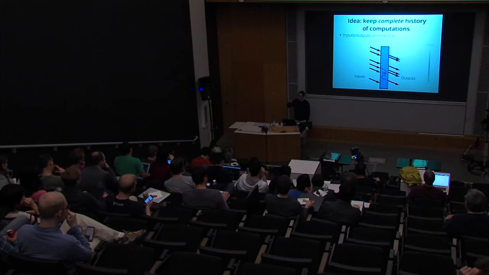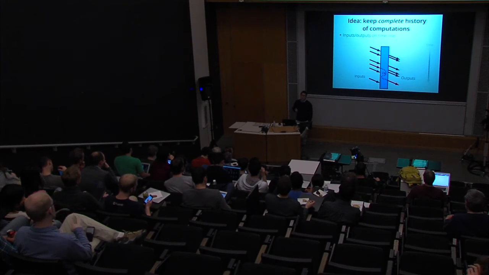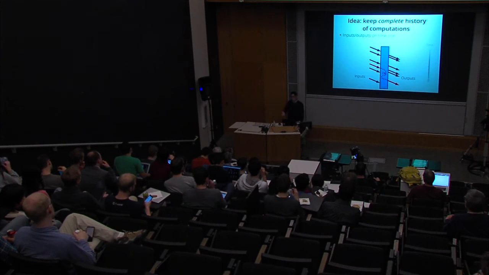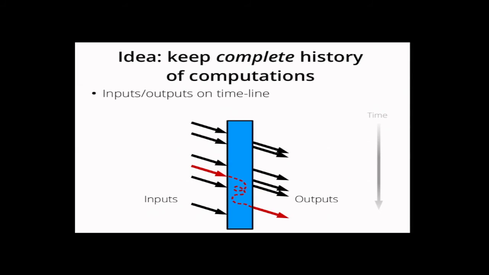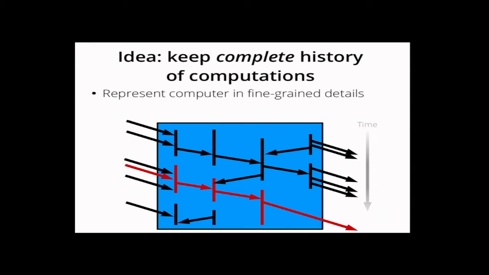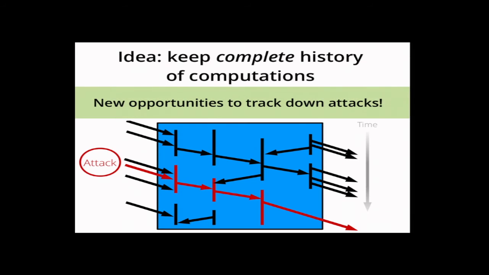The core idea that I'm proposing here is to keep a complete history of computation. In fact, our computer system is just getting input and generating output at a particular time, but this is not enough to understand what was happening in our computer system. So let's represent our computer system in much more fine-grained detail. By representing our history in this way, we now have a great opportunity to track down the attack. Not only can we track down the attack, but we can also go back and change our history.